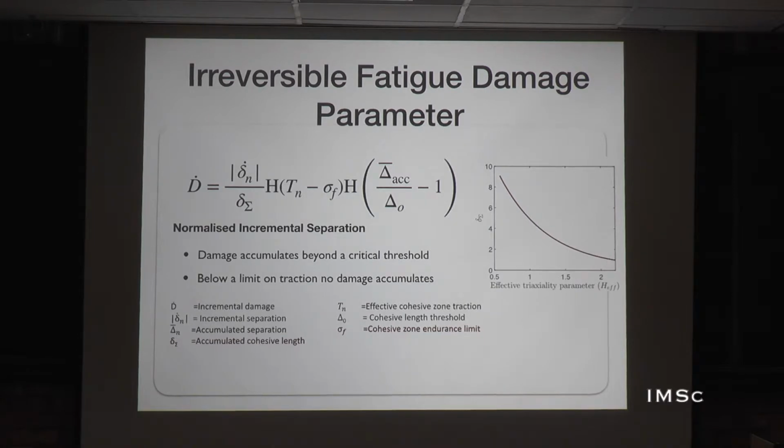And in this we take an irreversible fatigue damage parameter, which is essentially just a normalized incremental separation. So we have whatever incremental separation is happening in part of the cycle, normalized with a length scale, and this length scale is taken to be exponentially decaying with triaxiality. What is the justification of that? Is it connected back again here?